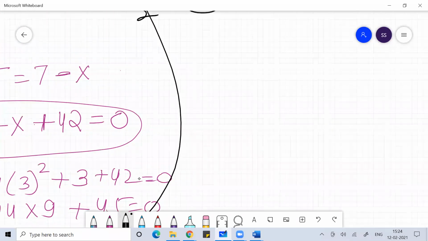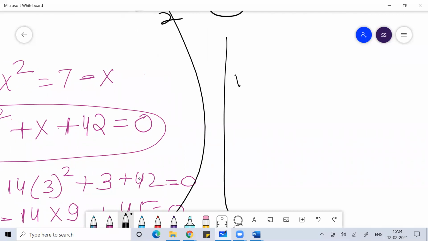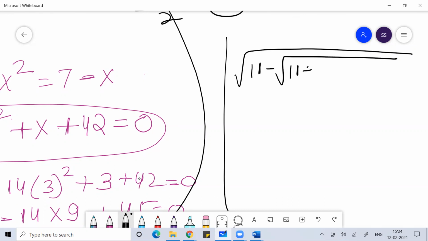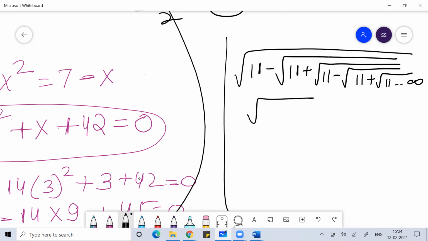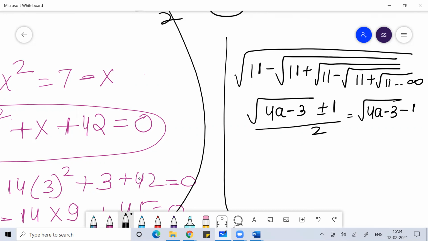Okay. So imagine if I ask you, root 11 minus root 11 plus root 11 minus root 11, and so on. So you see the plus minus signs. Earlier you got plus minus plus minus; here it is minus plus minus plus. So if you use the formula root of 4a minus 3 plus minus 1 by 2, because here the signs are minus plus minus plus, the formula you will use is root of 4a minus 3 minus 1 by 2.